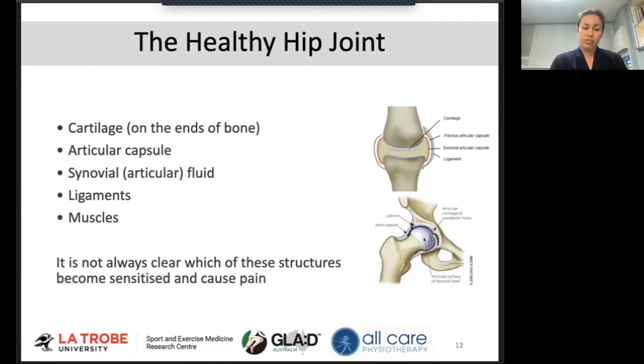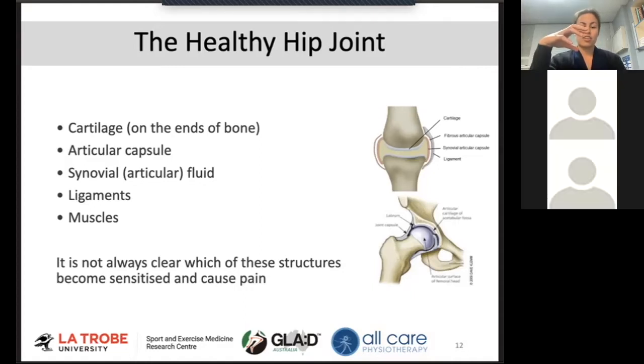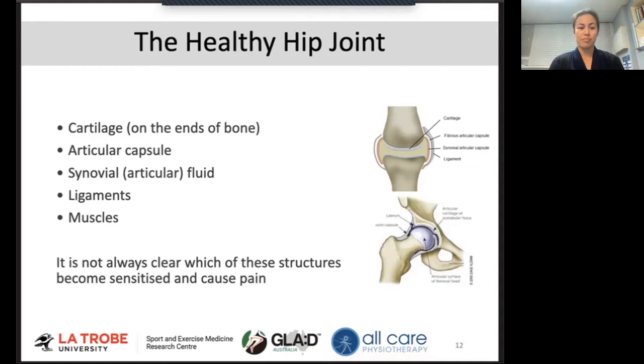Again, there is cartilage on the ends of the bones, but your hip joint does not have a meniscus. It's got a structure called a labrum, which increases the depth in the socket to improve the congruency of the joint. There is also a ligament inside the joint called your ligamentum teres, and also a joint capsule surrounding the joint, again, which contains synovial fluid to help nourish the cartilage of the joint, okay?